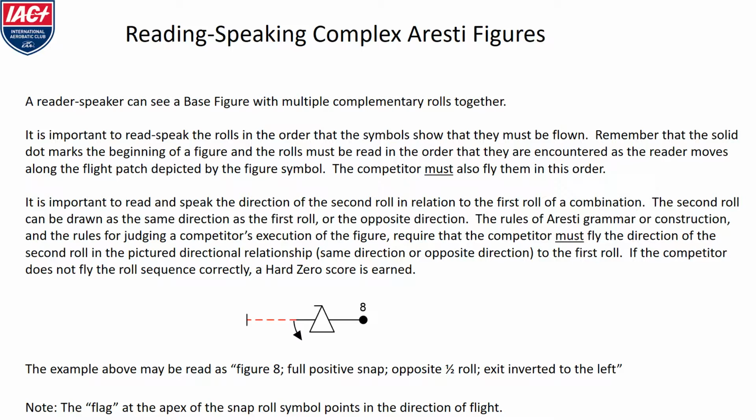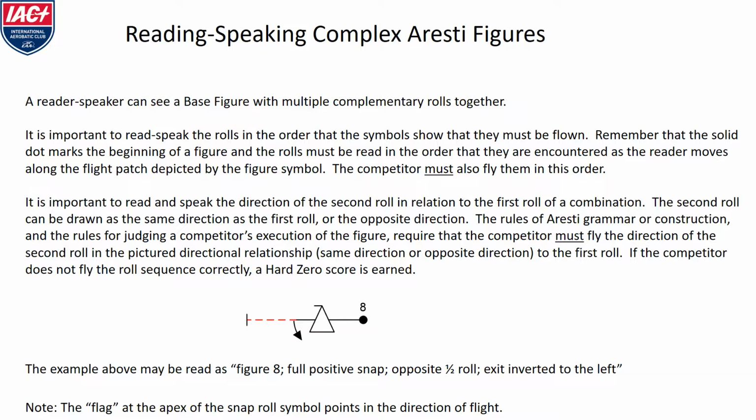Reading, speaking complex Aresti figures. A reader-speaker can see a base figure with multiple complementary rolls together. It is important to read-speak the rolls in the order that the symbols show that they must be flown. Remember that the solid dot marks the beginning of the figure, and the rolls must be read in the order that they are encountered as the reader moves along the flight path depicted by the figure symbol. The competitor must also fly them in this order.